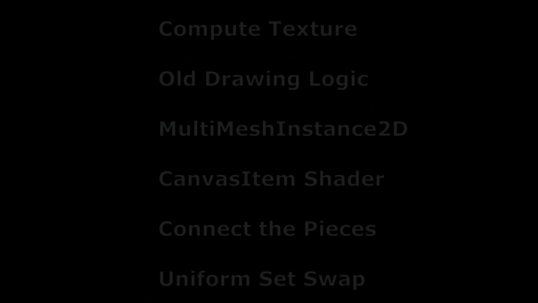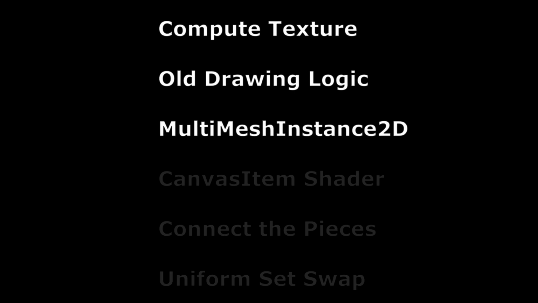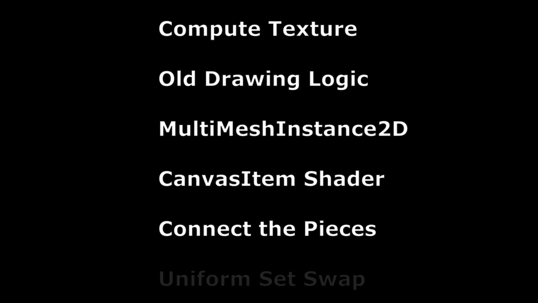Now that we know how the original shader works, let's go over the changes we're going to make. 1. We'll switch from flat storage buffers to image buffer compute textures. 2. We'll remove all of the drawing logic out of the compute shader. 3. We'll use a MultiMeshInstance2D to render the particles all at the same time. 4. We'll add a canvas item shader to draw each individual particle. 5. We'll feed our compute texture data directly into the canvas item shader. And 6. We'll change how we swap the buffers at the end of each frame. All of these will work together to greatly improve our performance.